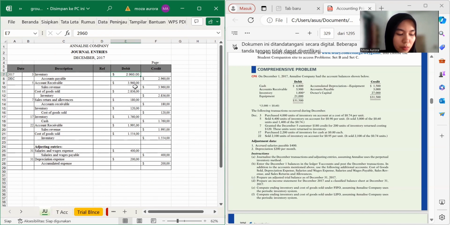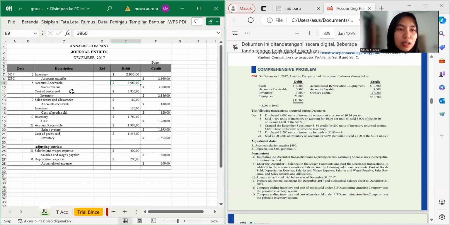The sales of goods will require us to prepare 2 sets of journal entries. The first journal entry is related to sales. The debit is accounts receivable with the corresponding credit to sales, which is accounts receivable and sales revenue. And we will write $3,960 on the debit and credit side.